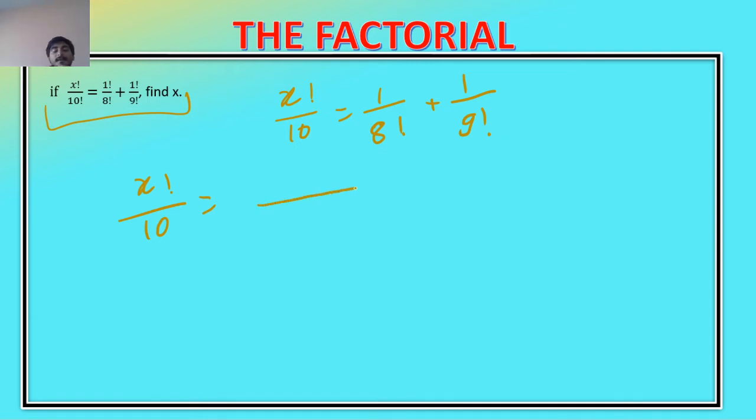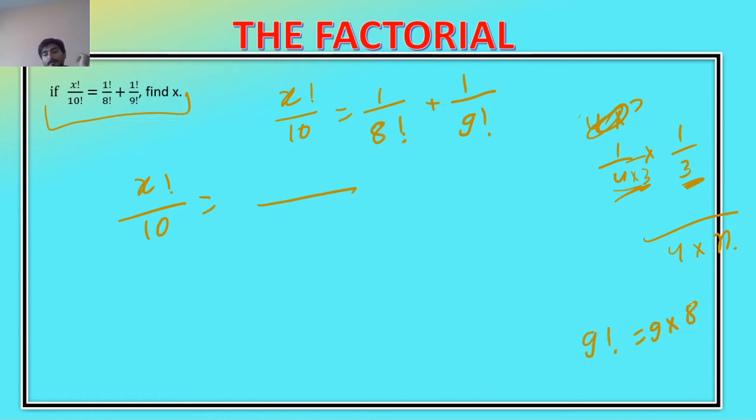Can I take the LCM as? See, if you have something like 1 by 4 and 1 by 3, the LCM will be how much? You put here also 4 into 3 and here also. So the LCM will be 4 into 3, right? Because this part is a factor of this. Same way, 8 factorial is a factor of 9 factorial, because 9 factorial can be written as 9 into 8 factorial, right? So the LCM we can directly write as 9 factorial. Is it clear or not?